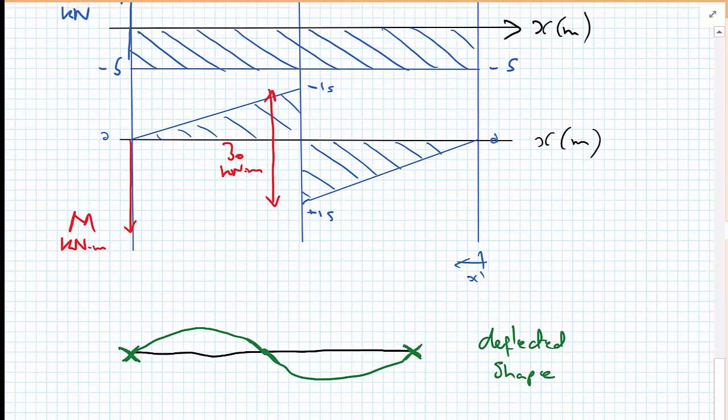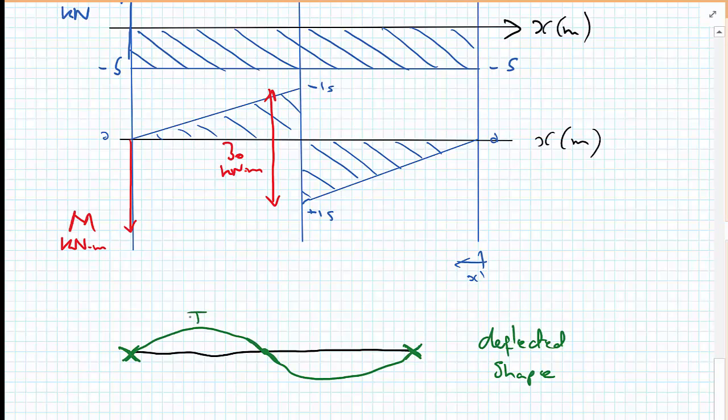And then we can see that we have tension at the top of this part of the beam, tension at the bottom of this part of the beam, and by drawing our bending moments on the tension side, we can check from our intuition on how the beam deflects whether the bending moment has been drawn correctly.